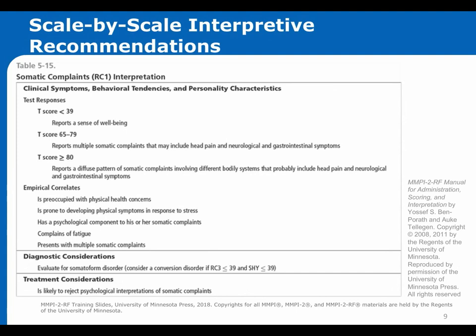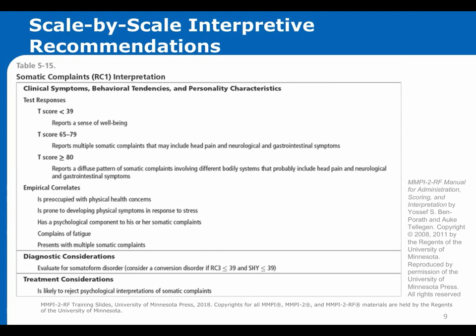The first area are interpretive statements that are based on test responses. So these statements are derived from the actual content of the test items. And we see for RC1, there's three possible types of interpretations based off of test responses. One statement for if the T-score is low, less than 39. Another if it's elevated at a level of 65 to 79. And then a third possible interpretive statement if the individual's RC1 score is very elevated at a T-score of 80 or higher.